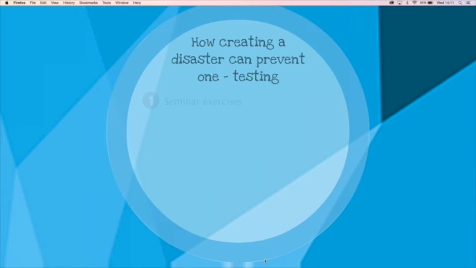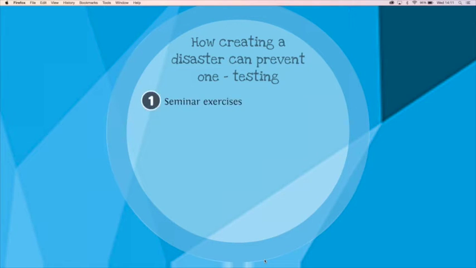Absolutely. However, the only way your plan will ever work is if you test it. You need to test it with regular exercises and update your plans in light of your experiences, which brings us on to our third topic, how creating a disaster can prevent one. So, choosing the right type of exercise is obviously important to make sure you're effectively testing your responses. There are three main types of exercise, all supported by local government agencies, and these are as follows.